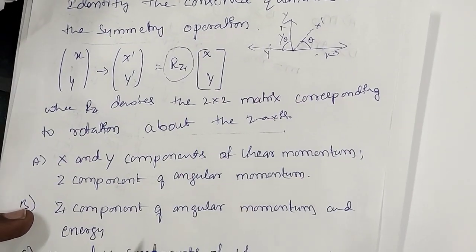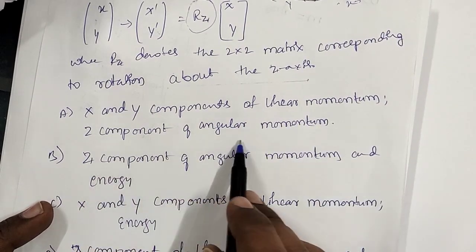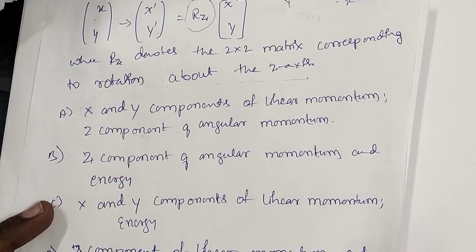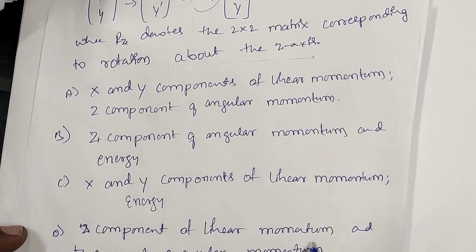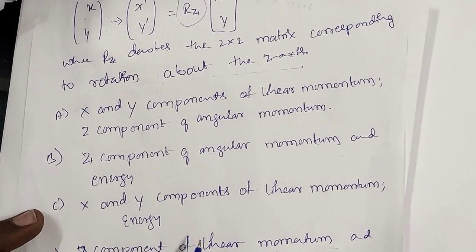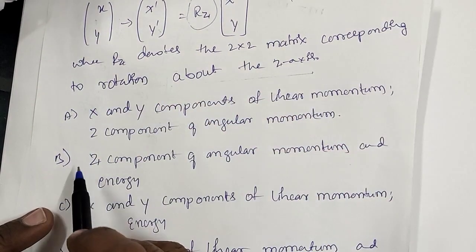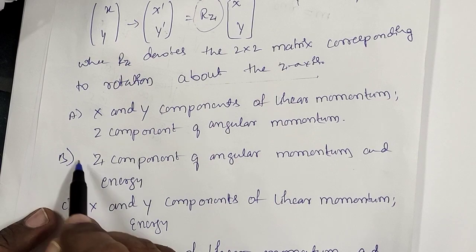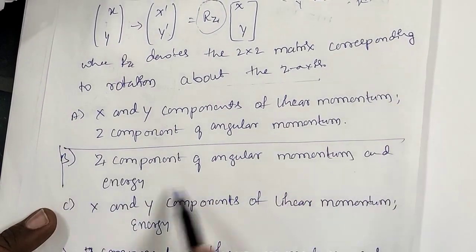Then which of the following is conserved? X and y components of linear momentum, z component of angular momentum, z component of angular momentum and energy. Actually the z component of angular momentum, because it is rotating. So the z component of angular momentum and energy are conserved. So option B is correct.